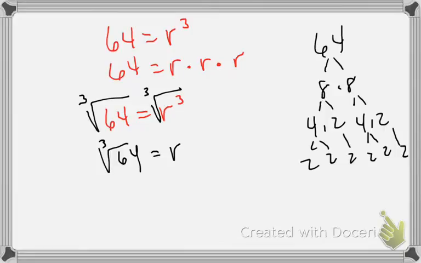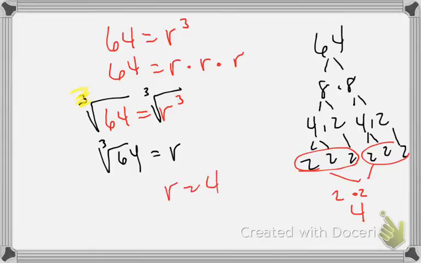Now, because the index, that's this little guy here, is a 3, that means I want to put them in groups of 3. So otherwise, I want to make groups of 3. So here's a group of 3 on the 2's, and here's another one. And then you take these two and multiply them together. So 2 times 2 is 4. So r equals 4. And that's exactly what we had when we first did it the first time. So my radius here is 4.